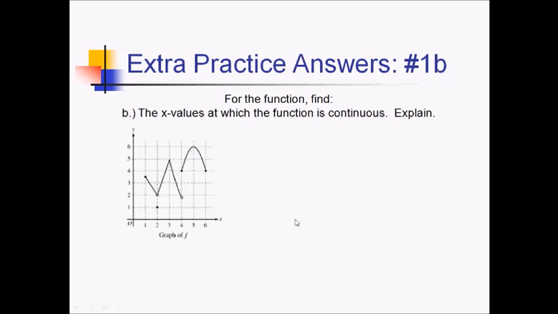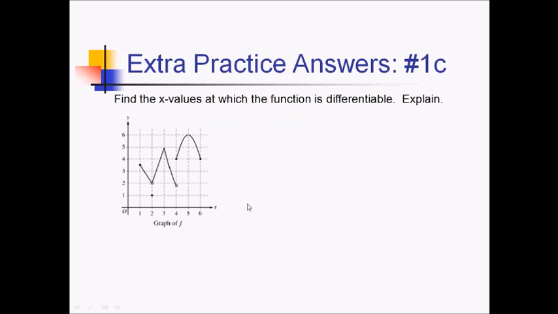To figure out intervals of continuity for this one, let's start by finding discontinuities. So we notice there's one here at x equals 2, a removable discontinuity there. We also have a jump discontinuity at x equals 4. And that's it. So we're going to be continuous everywhere except those spots. So from 1 to 2, and also from 2 to 4, and then finally we have an interval from 4 to 6.